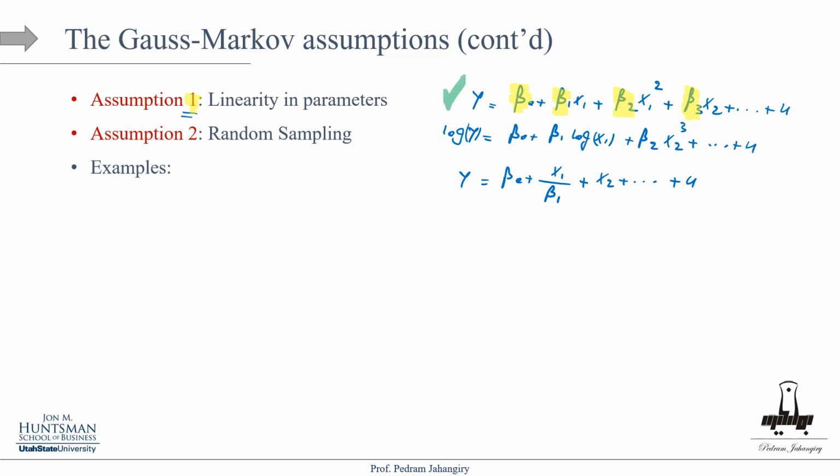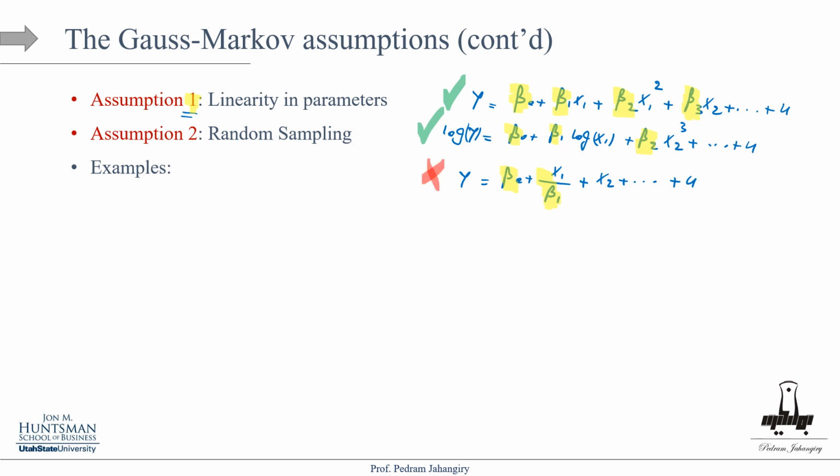The second one, again, just focus on the parameters. Beta 0, beta 1, beta 2, that's it. Again, this one is not violating the assumption. Let's look at the third one: beta 0, there you go, x1 over beta 1. So this is nonlinear in beta 1. So I'm going to say this is a violation of assumption number 1.